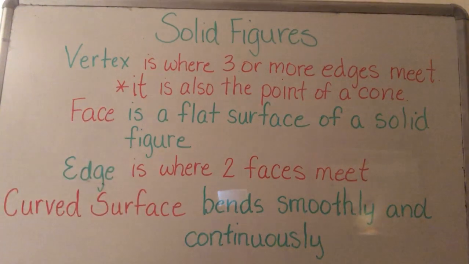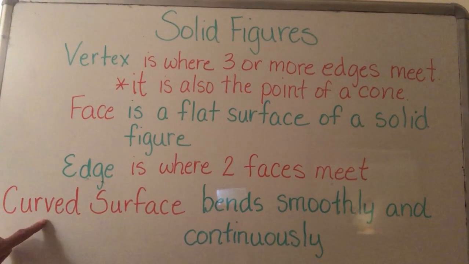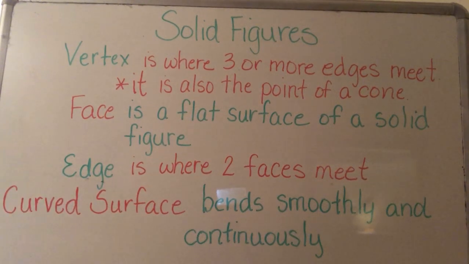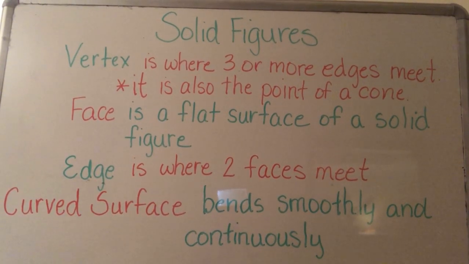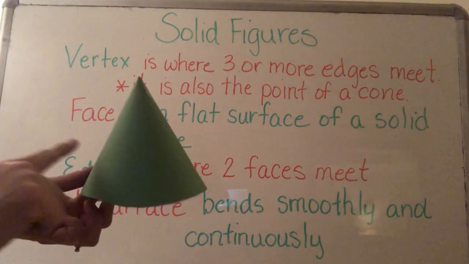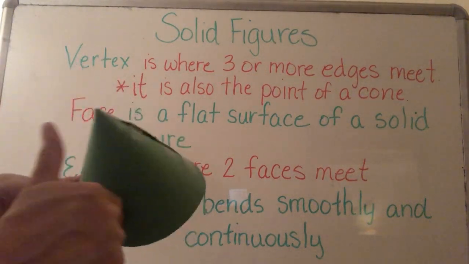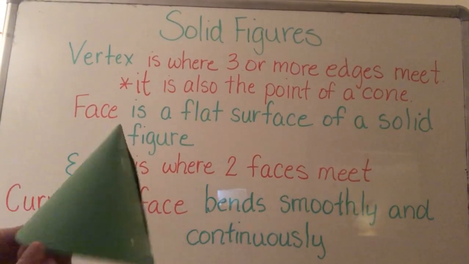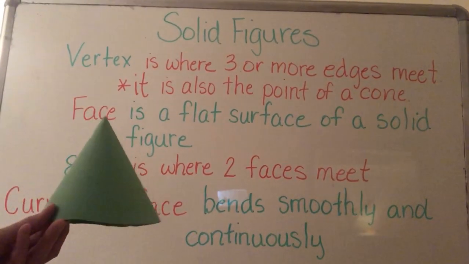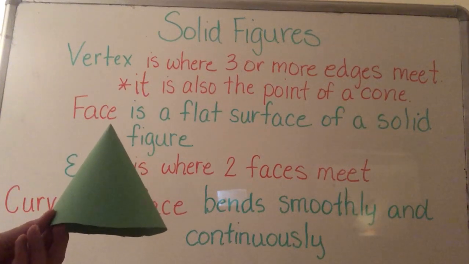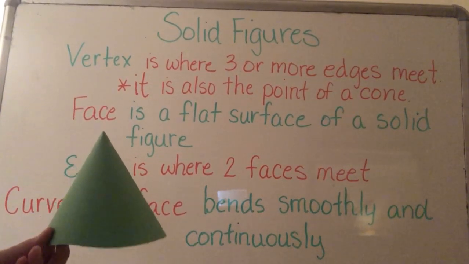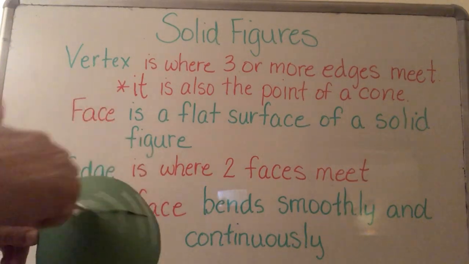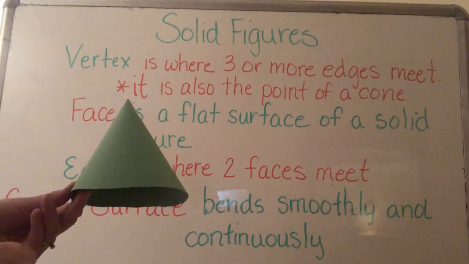All right. And then the last one is a curved surface. A curved surface bends smoothly and continuously. You're going to have a curved surface, and again, I'll bring out the cone to show you. Anytime you've got a surface that does not have an end, really, that's why it says the word continuously. It does not have a specific edge. It does not have a specific corner where it stops and starts. It's a curved surface that goes all the way around. That would be on a cone like that.